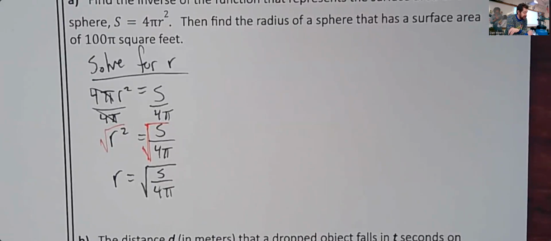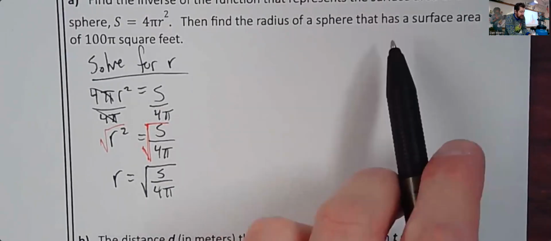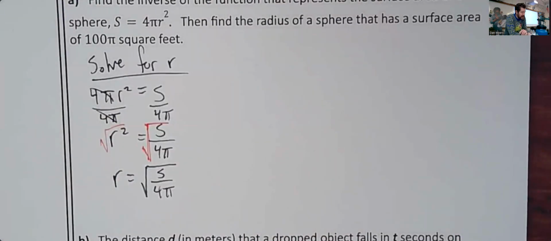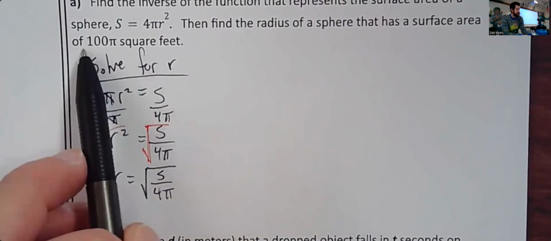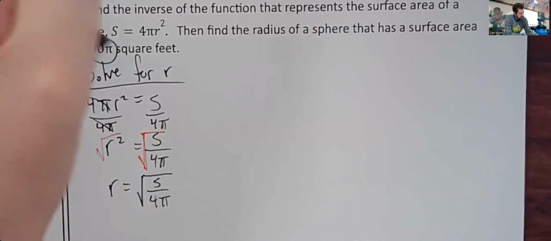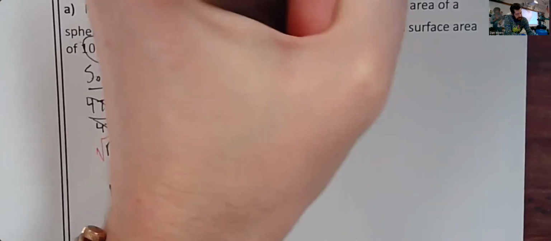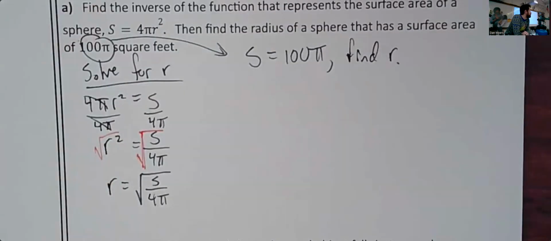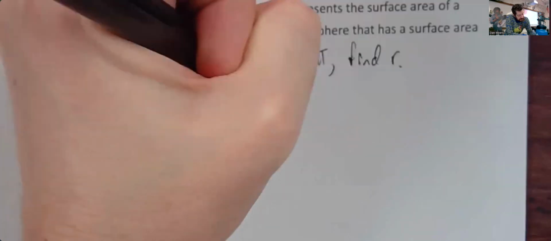So from there, it's just saying to find the radius of a sphere that has a surface area of 100 pi square feet. So this is basically saying S is equal to 100 pi. S equals 100 pi, find R. And since we have R already solved for, all we have to do is substitute in 100 pi right here and then solve for R. So this is going to be R equals the square root of 100 pi divided by 4 pi.